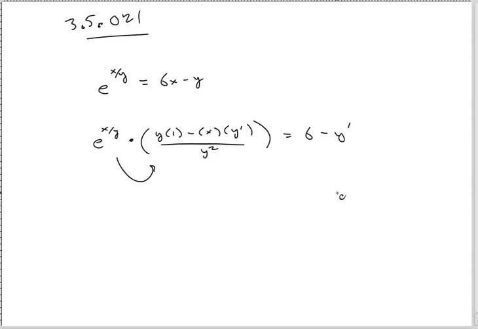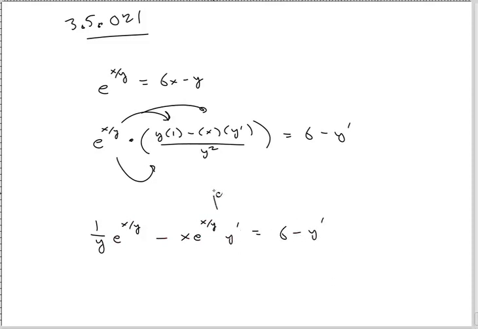If I need to get y prime by itself, which I'm imagining because that's what I just did, we got a lot of steps to go. Let's try to simplify because nothing really cancels here. Let's split this up and distribute my denominator. I actually have a y over y squared, so it would be just 1 over y, e to the x over y. And then I've got x e to the x over y, y prime is equal to 6 minus y prime.